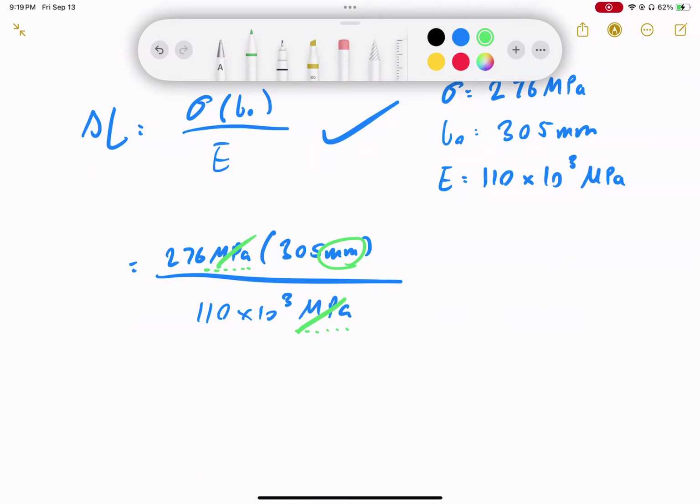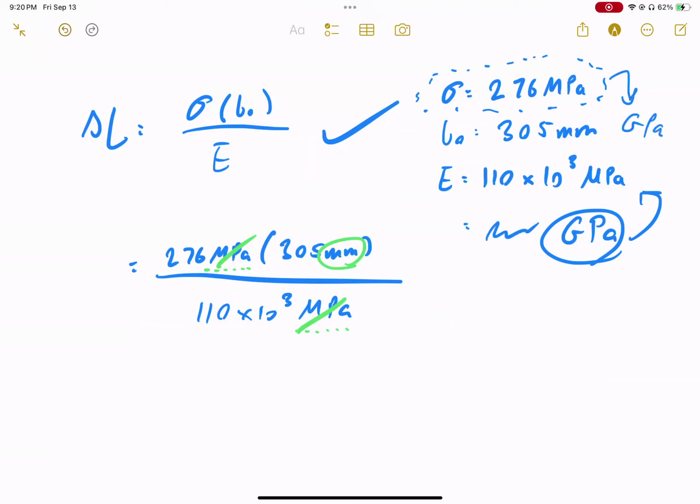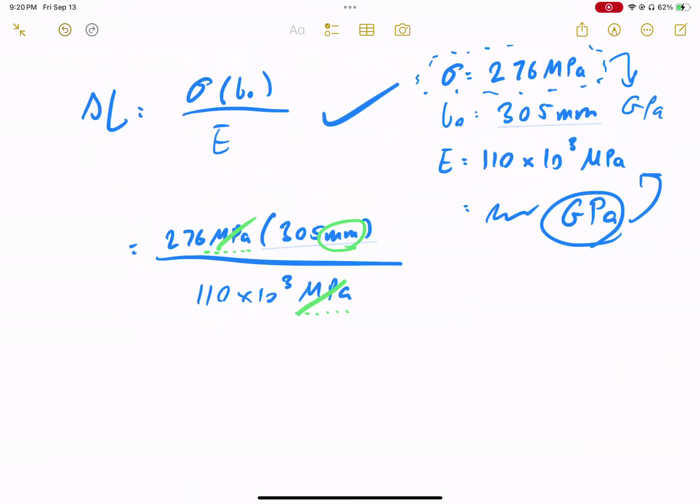However, if I were to give you this value in, say, gigapascals, then you would either have to convert the gigapascals into megapascals for the elastic modulus, or alternatively, you can take this stress, which is in megapascals, and convert that into gigapascals. So that's the way you do it. And just a quick reminder on how to do that: you have to use the fact that giga and mega refer to some power of 10.